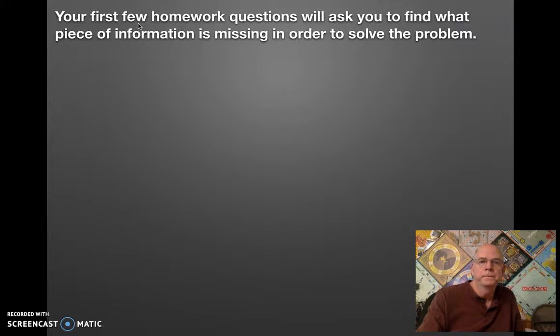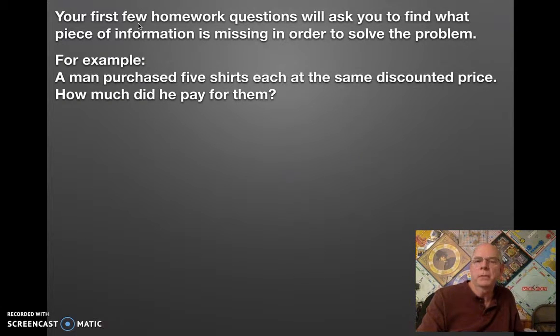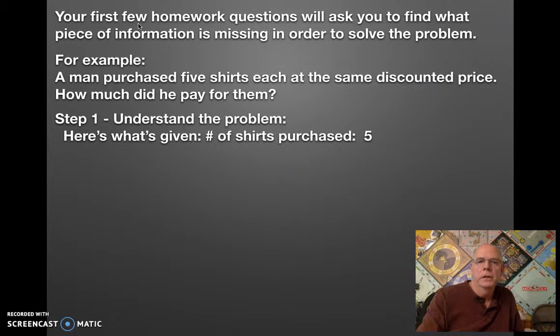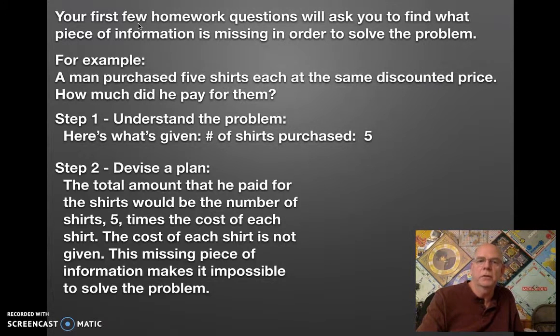Your first few homework questions ask you to find what's missing in terms of a piece of information to solve a problem. So let's look at a couple of examples of that. Here's a question. A man purchased 5 shirts each at the same discounted price. How much did he pay for them? If we look at step 1 in understanding the problem, here's what's given. The number of shirts purchased is 5. That's given in the problem.